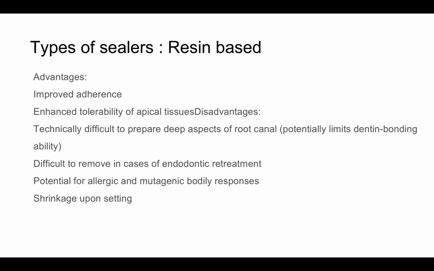Resin-based sealers improve the adherence and enhance tolerability of apical tissues, but the problem is it's technically difficult to prepare deep aspects. The same thing can be said as for the glass ionomer, because it bonds to the dentin, and it's difficult to remove in cases of retreatments. It is potentially allergic and mutagenic to certain individuals, and of course there is the problem with the shrinkage upon setting.